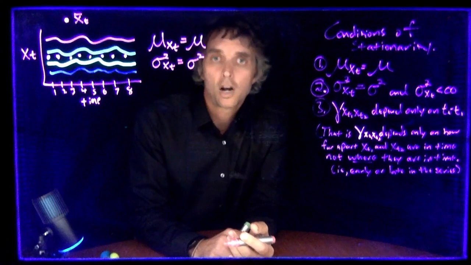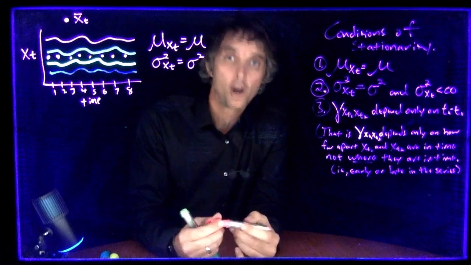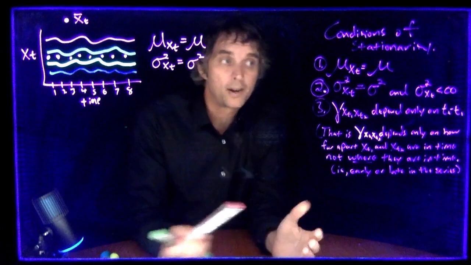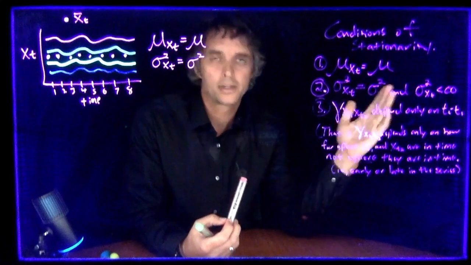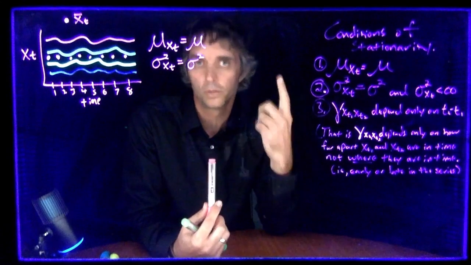Awesome. So let's talk about condition 3. In condition 3, we're talking about the covariance. So we have to define it for each t2 minus t1. Let's just, as an example, talk about if t2 minus t1 was 1.